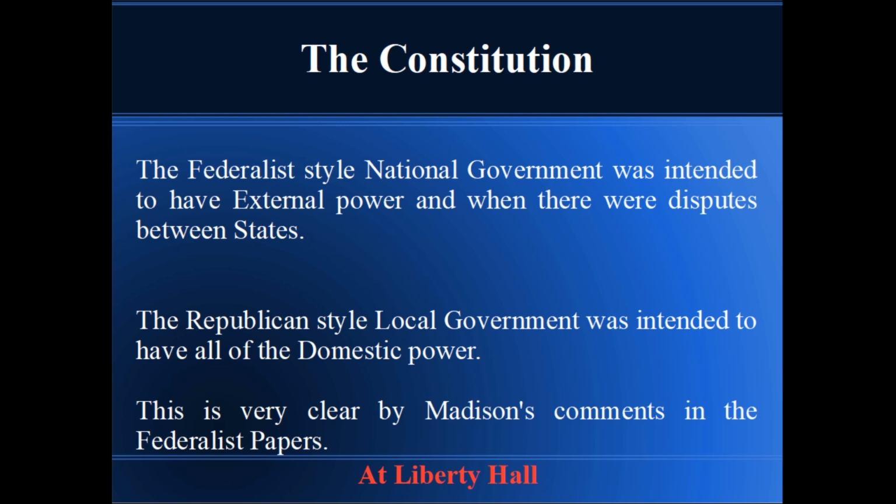The Federalist-style national government was intended to have external power, and when there were disputes between states. The Republican-style local government was intended to have all of the domestic power. This is very clear by Madison's comments in the Federalist Papers.